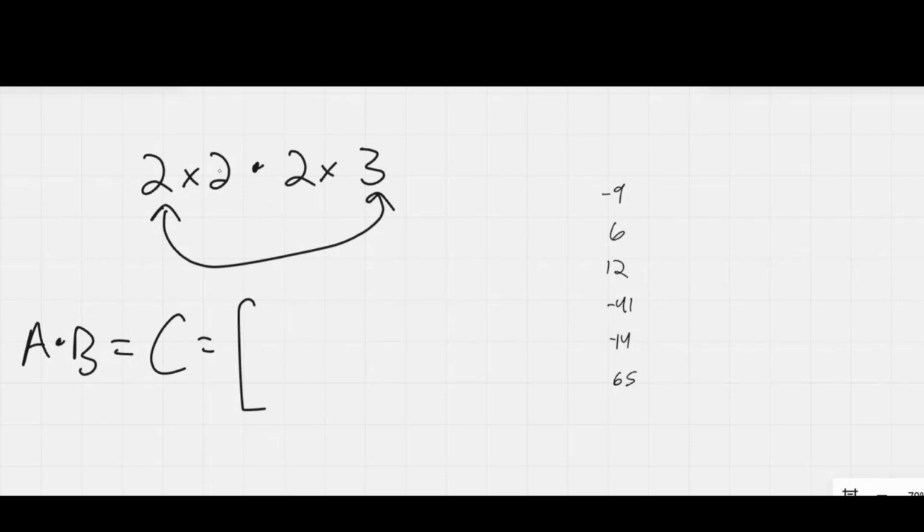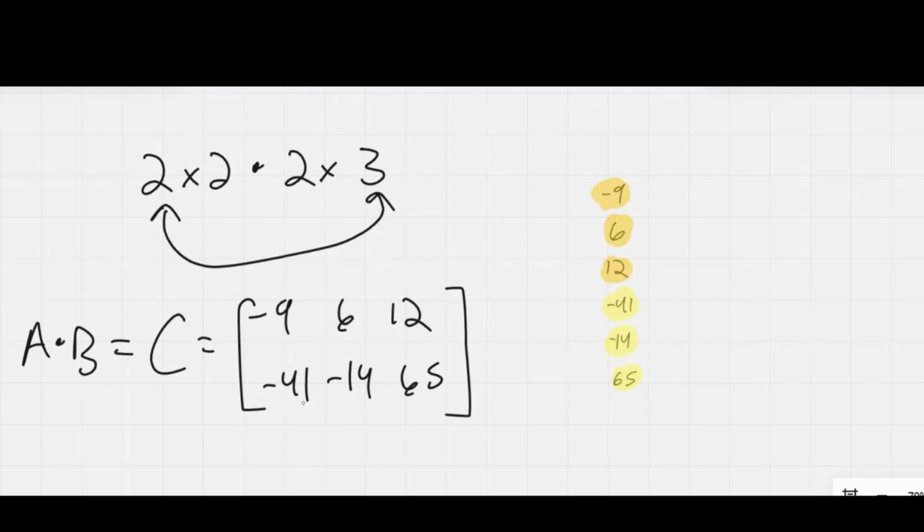We know that it has 2 rows and 3 columns. We're going to go like this: this is going to be row 1, column 1, row 1, column 2, row 1, column 3, and now we move on to the next row. So this is going to be row 2, column 1, row 2, column 2, and row 2, column 3. And so, composing our matrix, we have negative 9, 6, 12, then we have negative 41, negative 14, and 65. And that is how you multiply matrices.